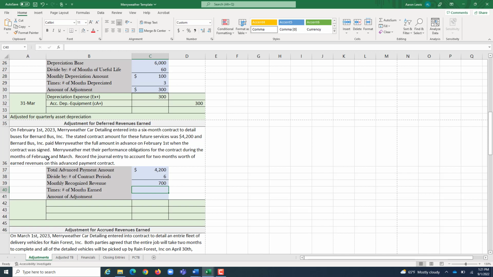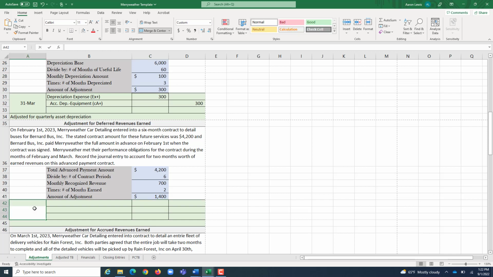We met all of our obligations for those 2 months of February and March. So we need to put 2 months worth of actual earned revenues on our books for this contract. And if we're recognizing at a rate of $700 per month, that means that we have $1,400 worth of service revenue that we can actually put on our books because we have met our obligations. We have detailed Bernard's buses.